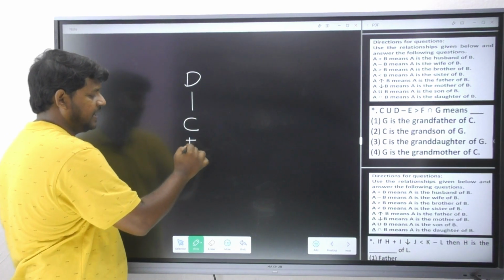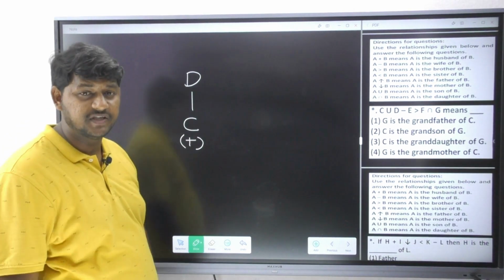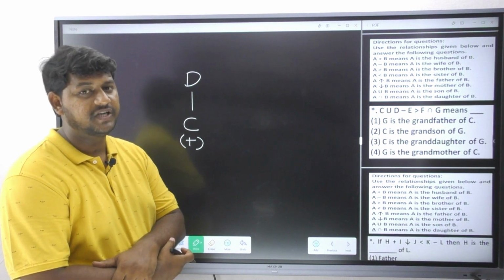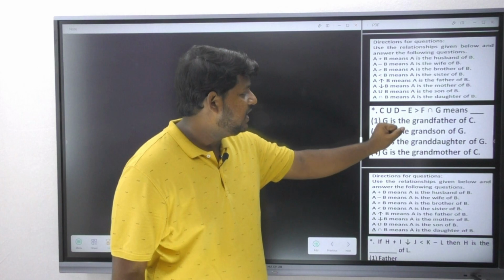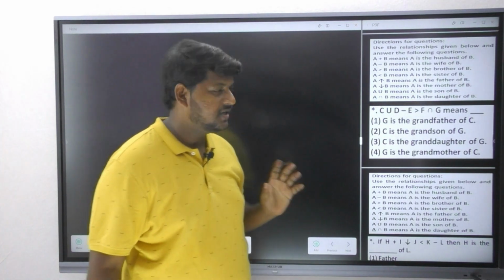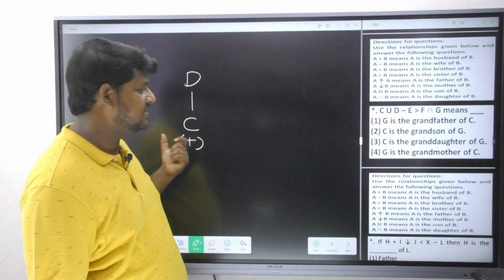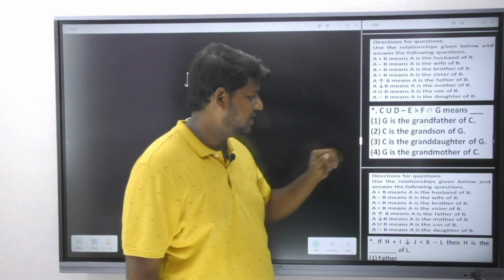C became the son. So you can confirm the gender of C, but you cannot confirm the gender of D over here. Right, next one. C union D. Union is indicating what here? Son. So C is definitely the son, but you cannot define the gender of D.